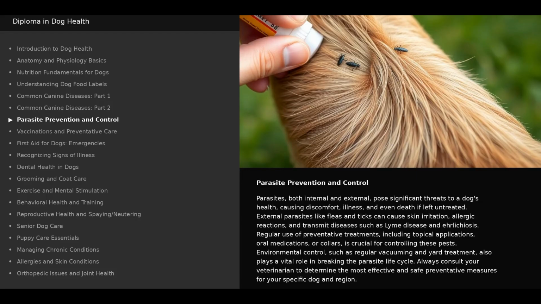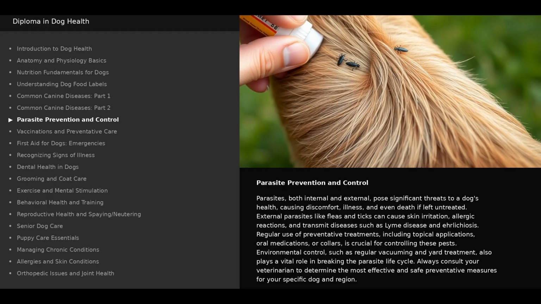Parasites, both internal and external, pose significant threats to a dog's health, causing discomfort, illness, and even death if left untreated. External parasites like fleas and ticks can cause skin irritation, allergic reactions, and transmit diseases such as Lyme disease and ehrlichiosis. Regular use of preventative treatments, including topical applications, oral medications, or collars, is crucial for controlling these pests.